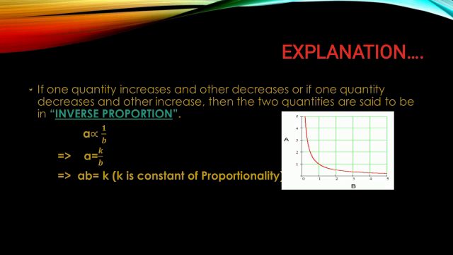You can look at the screen, the graph is visible over there. If the graph of two quantities is a curved one, then definitely that graph is going to be of an inverse proportion, right? If you remember, the graph for the direct proportion was a straight line, and for the inverse proportion the graph will be a curved line. Clear?